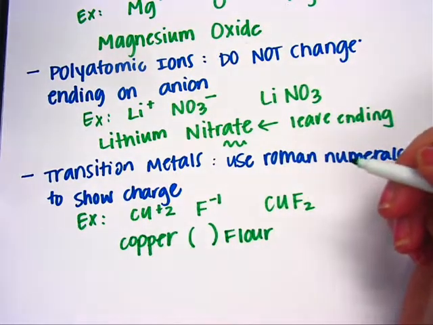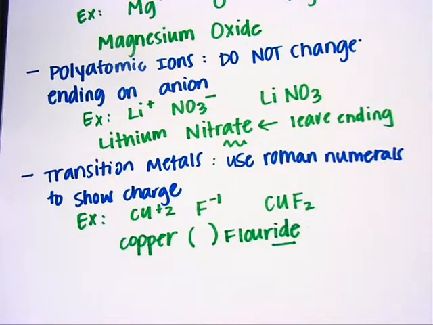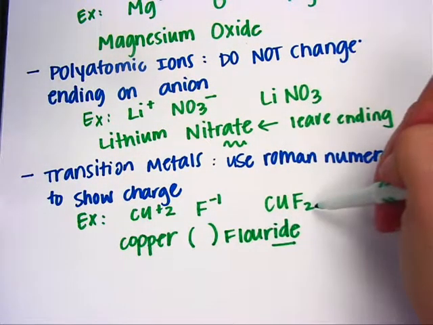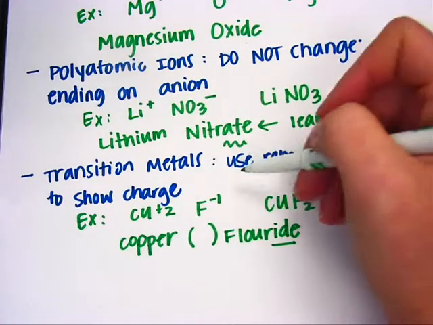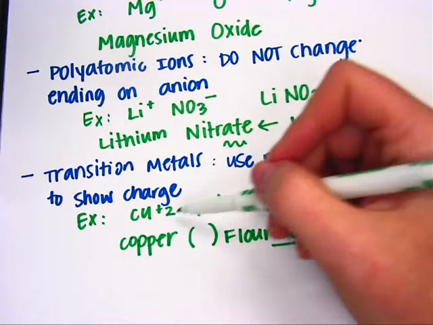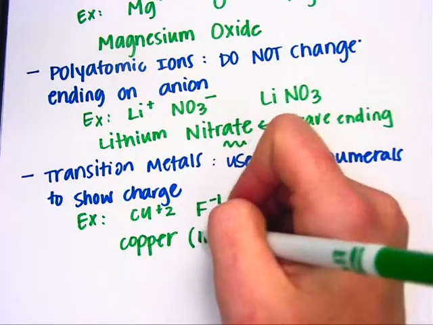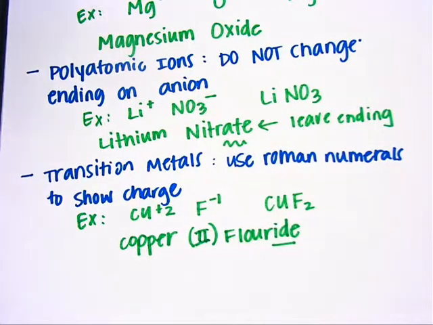But I'm going to change the ending to IDE, just like I was doing earlier. So I need to include that charge. Remember, numbers down at the bottom are amounts, and numbers up at the top are charges. So the charge on copper, when we first crisscrossed, was 2. And that's what's going to go inside those parentheses.